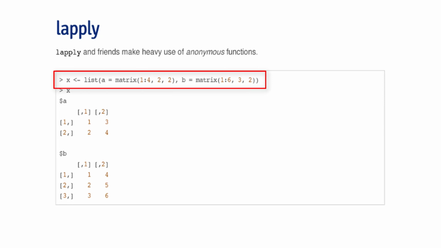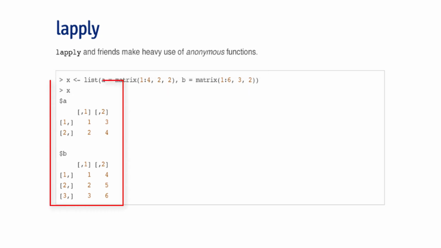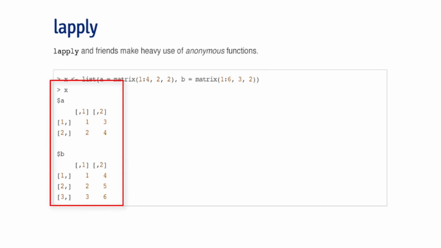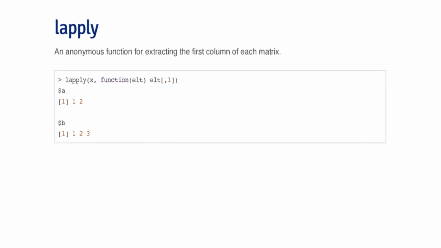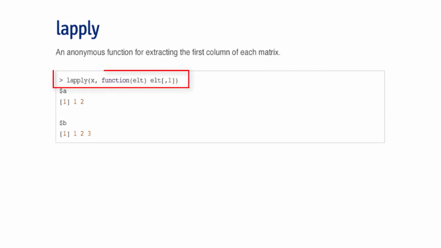I am going to create a list that contains 2 matrices in it. The first is a 2 by 2 matrix and the second is a 3 by 2 matrix. So you can see the list here. There are 2 elements. They are named A and B. Now suppose I want to extract the first column from each one of these matrices. So what I can do is I can call lapply.